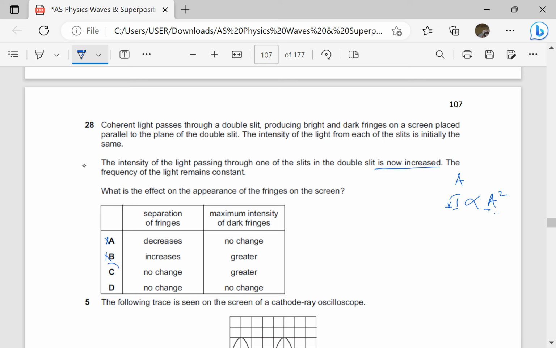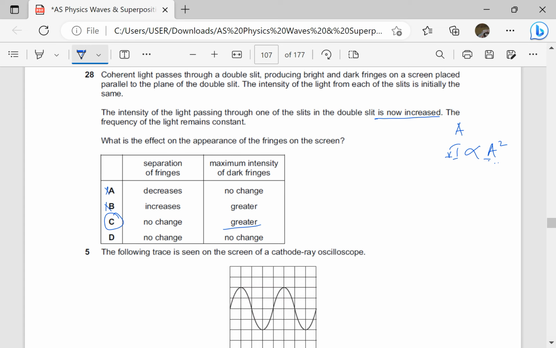Therefore, the answer here is going to be C. There will be no change in separation, but the maximum intensity of the darker fringes becomes greater.